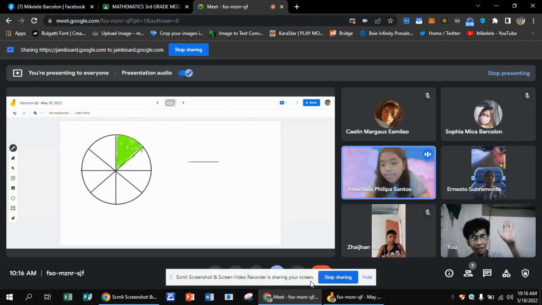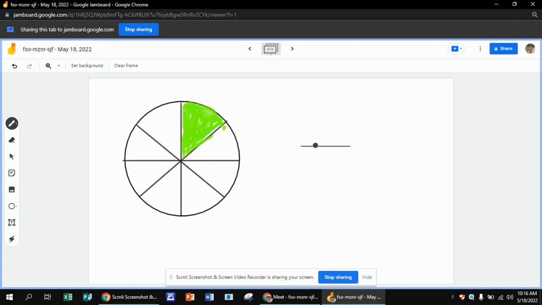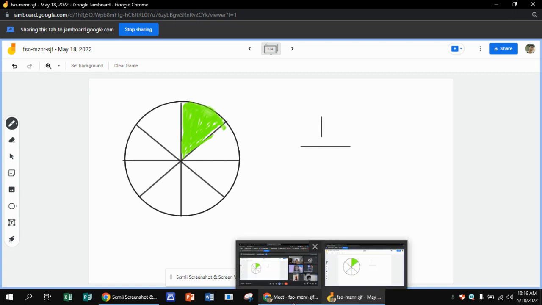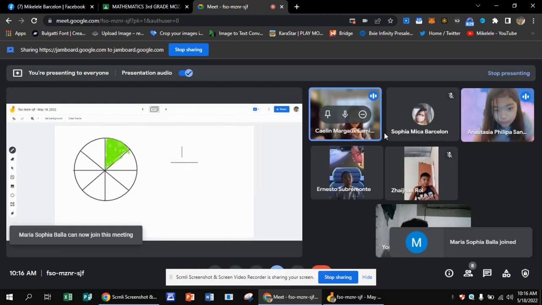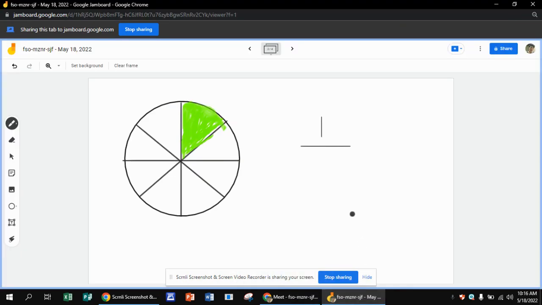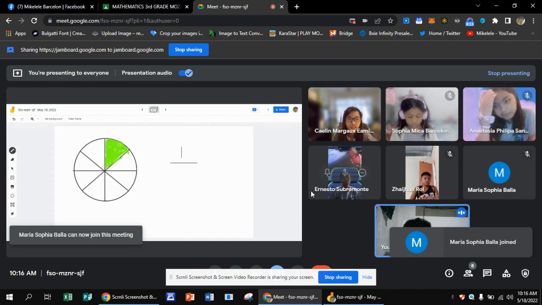Sa numerator, yung nasa taas, 1. Bakit 1? Because it is just 1 shaded.